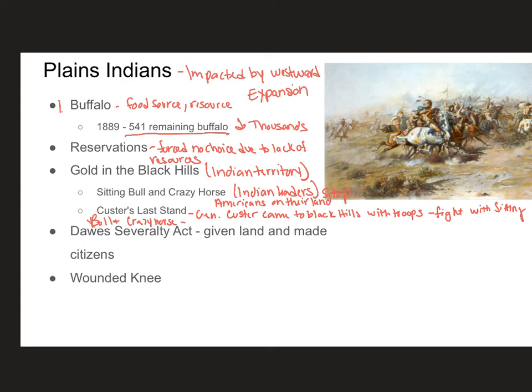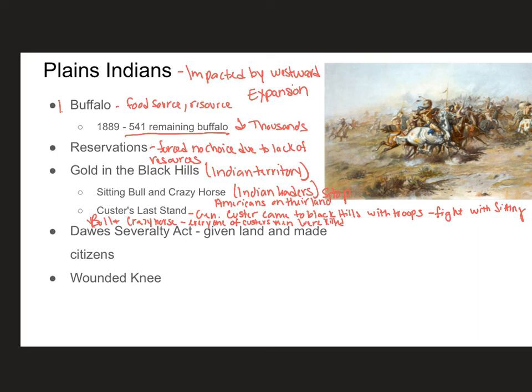And every one of Custer's men were killed, with the exception of a horse who apparently had gotten away. And so that was called Custer's Last Stand. So this again continued to add to the tension and create tension between Americans and natives that lived on the land.